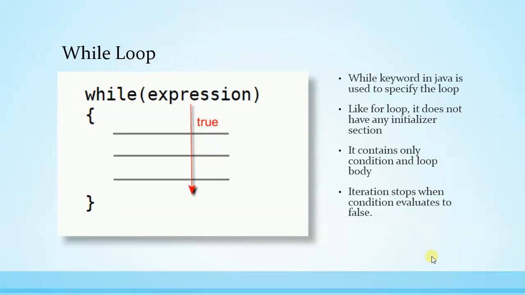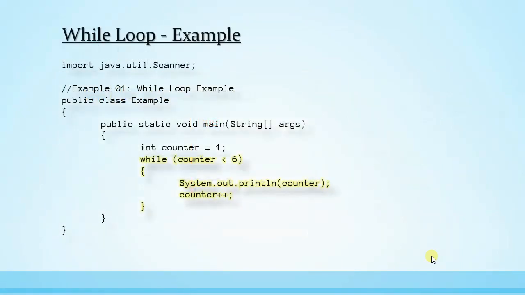So let us see an example. Here in this example we initialize a counter to 1. After that we place a keyword called while, and within parentheses we specified counter is less than 6. So when this condition now evaluates to true, why? Because 1 is less than 6. Then it executes the two statements.